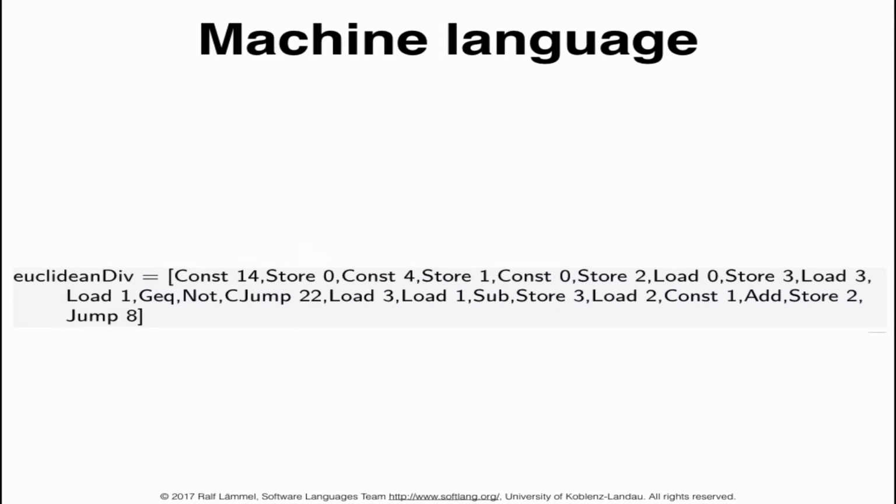This is the same program, but now at the level of machine language. So all the symbolic stuff is gone. There are no symbolic jump labels anymore, but it's more like instruction counter based, and also access to memory uses addresses directly and no symbols for that.